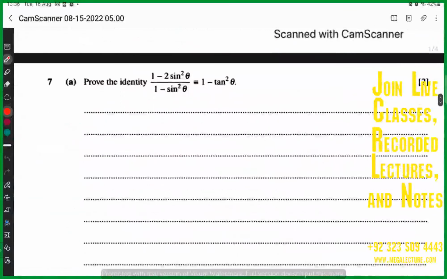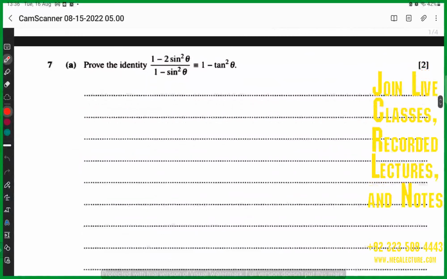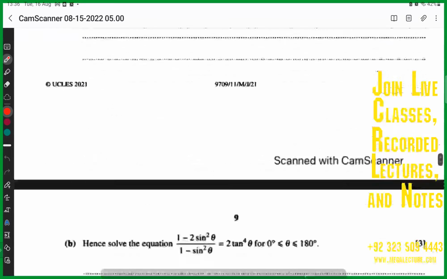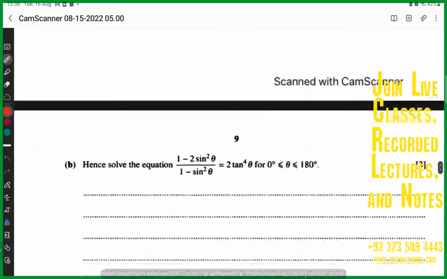Okay, now this is basically that you need to prove this identity, right? You need to show that the left hand side is equal to right hand side. We won't do this for now because we need to talk about a few basic identities, and then we would be able to do it. We will talk about the next part of this question. Here it is.